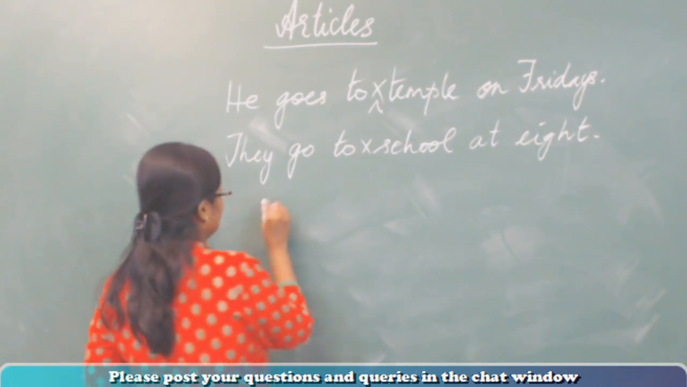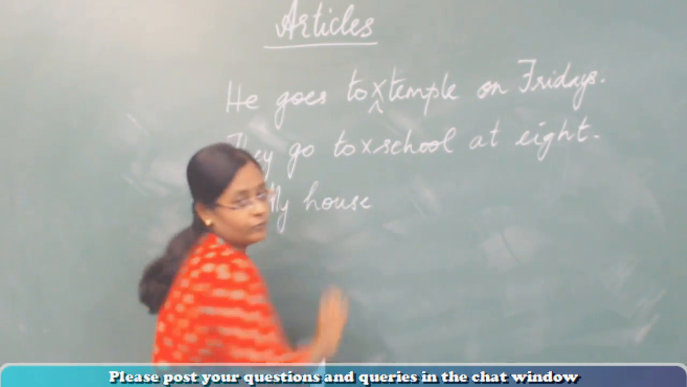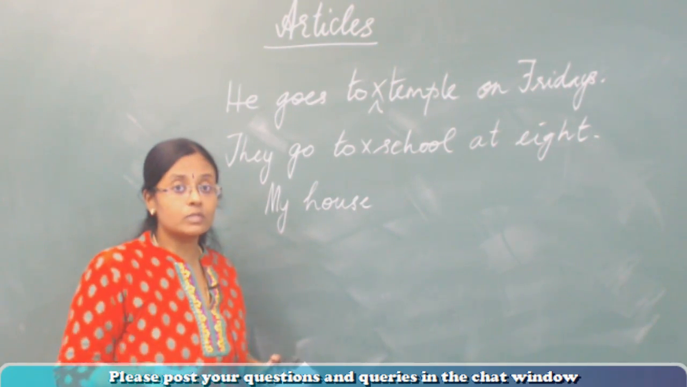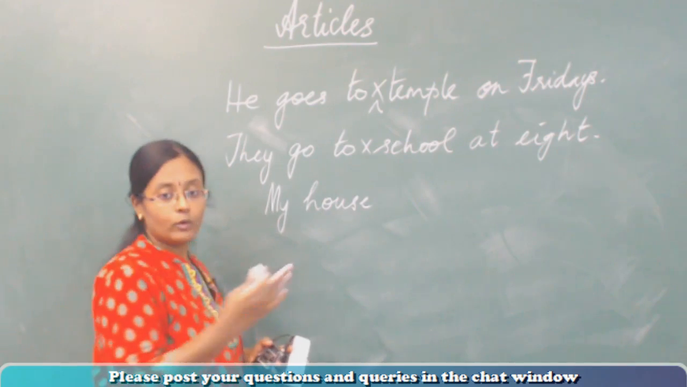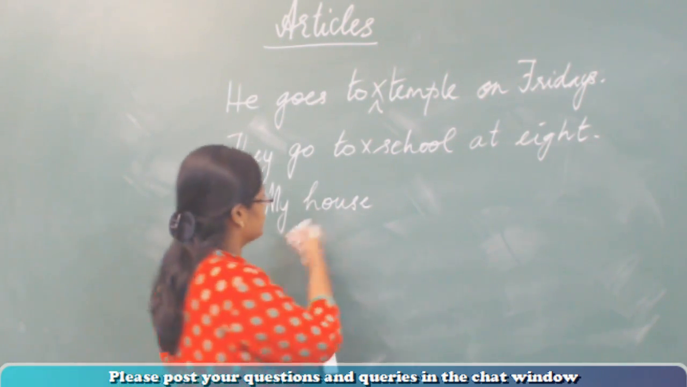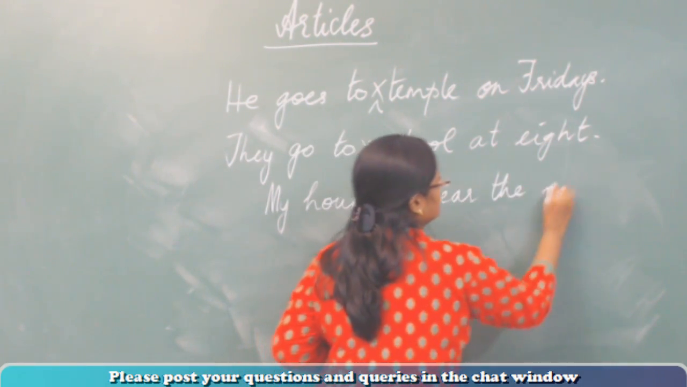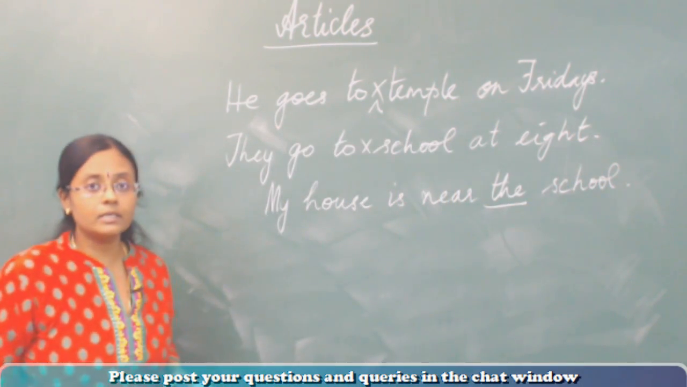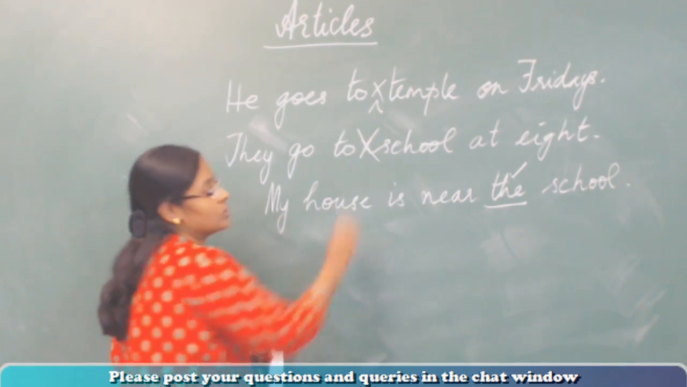But if you say my house is, please listen carefully, this is a very good question, because this is where people get confused whether to use the article or not. That actually comes in the topic omission of the article. But okay, because you have asked the question, I thought this is the right time to discuss that. My house is near the school.